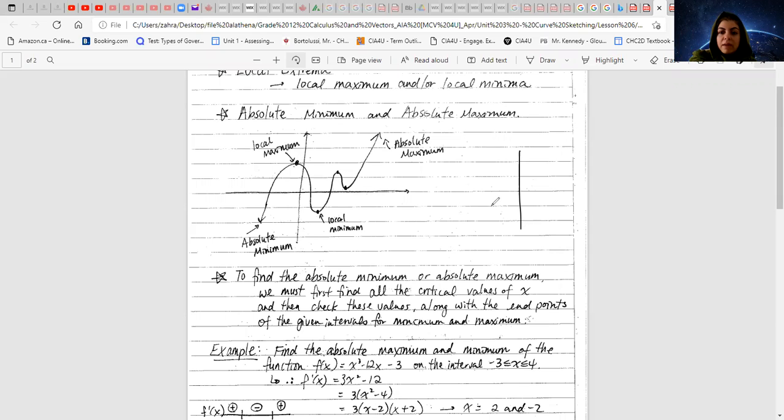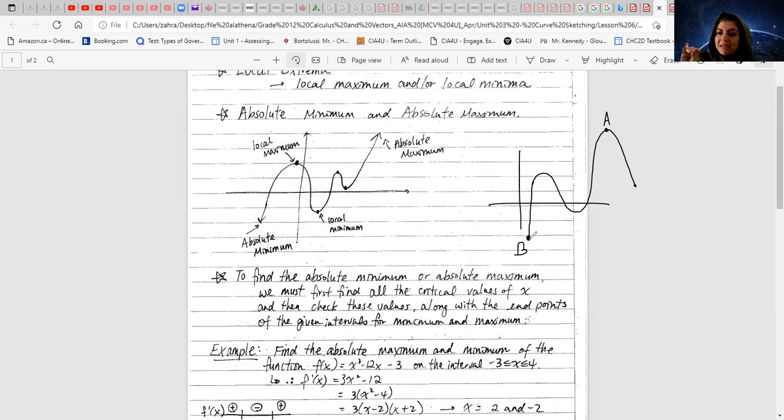If you're looking at your graph, let's say here, this is my graph. This point is absolute maximum, because if you look at your graph entirely, this is the highest point you get, right? And let's say you go there. Here is point B. This point is going to be absolute minimum because there is no lower point.